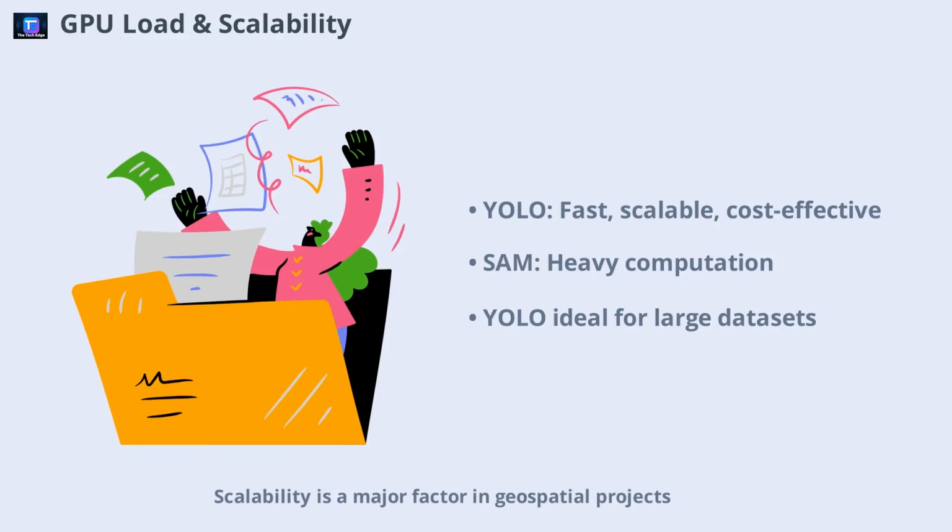Scalability is a major factor in geospatial projects. YOLO is highly optimized, running efficiently even on mid-range GPUs like the RTX 3060. It supports batch processing and is ideal for enterprise-scale orthomosaics. In contrast, SAM's ViT-H backbone is computationally intensive, making it better suited for offline tasks or smaller datasets. While lighter versions like Mobile SAM exist, YOLO remains about 10 times cheaper for large-scale processing.